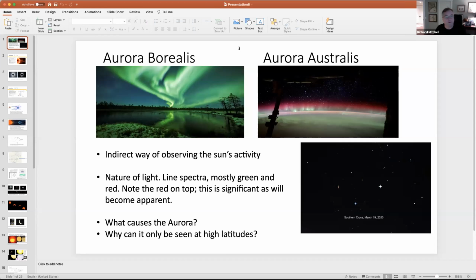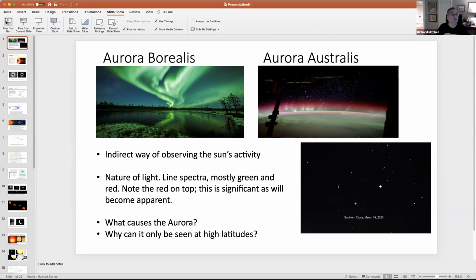Well, it's sort of a continuation. I was going to start off talking about the aurora, which is an aspect of looking at the solar activity. And then I've got some quite exciting images from members of the club to share.